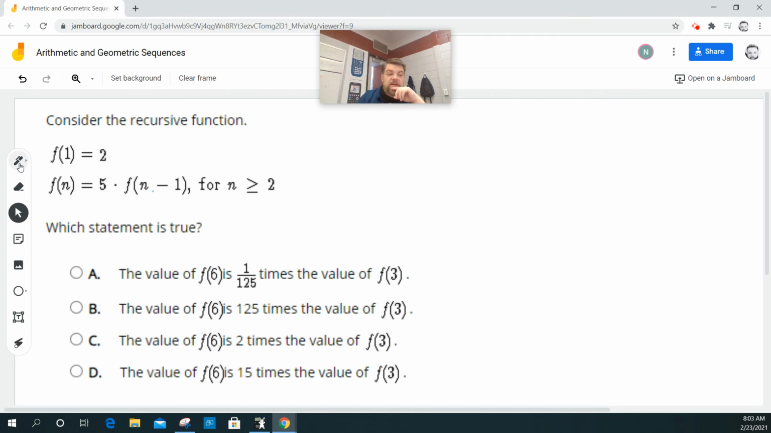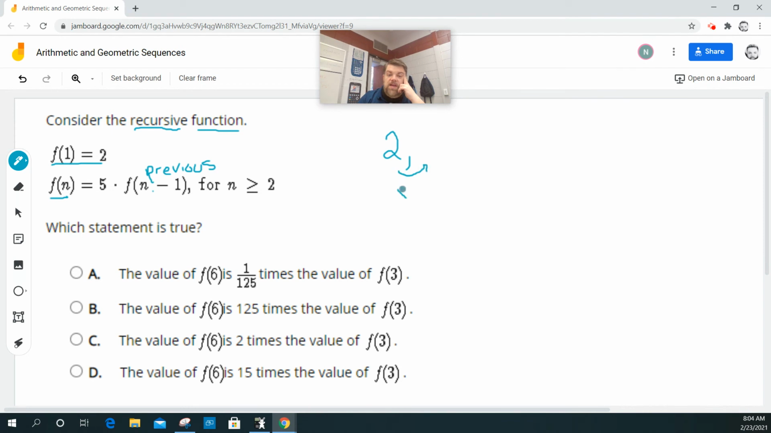All right, so for this one, it asks us to consider the recursive function. So remember, with a recursive function, they give you the first term. So this is term 1. Then here it says to get the next term, what you're going to do is multiply by 5. And remember, this just means previous term. So I'm going to multiply 5 by the previous term. That's what this little n minus 1 means, f of n minus 1.